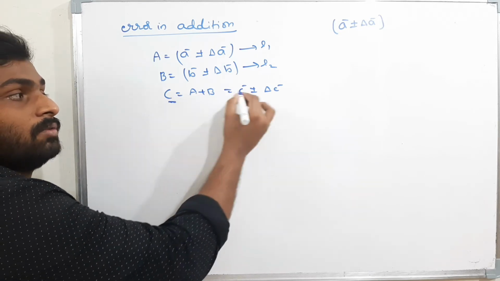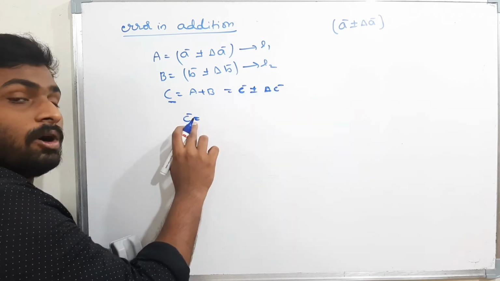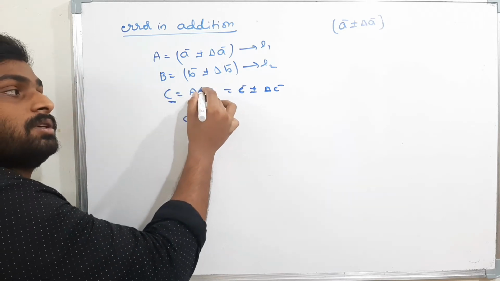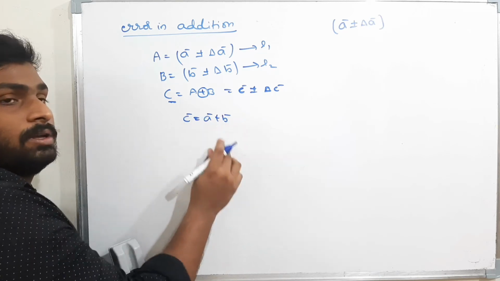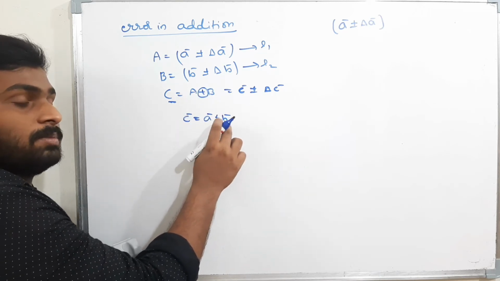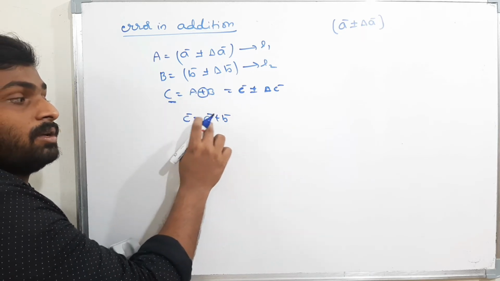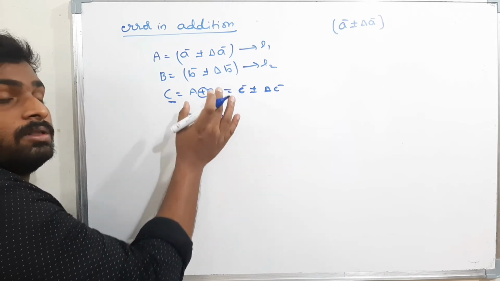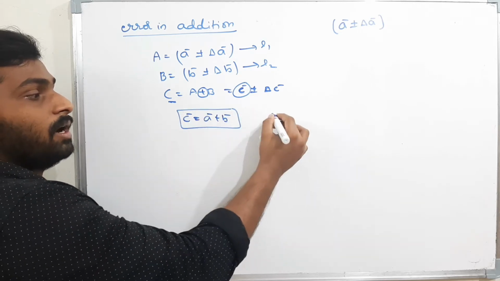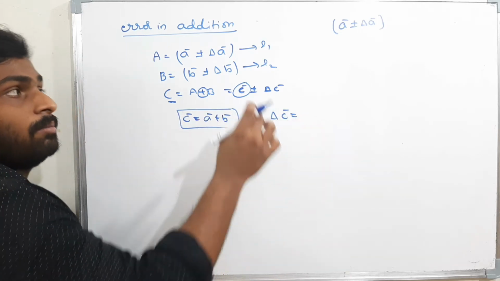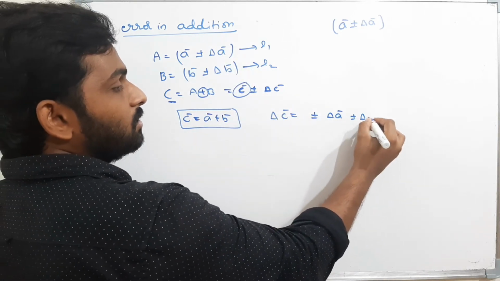Now I should represent even C in the form of C bar plus or minus delta C bar. Therefore, what is C bar? The C bar will always take the sign which is here. If it is A plus B, then C bar will take A bar plus B bar. If it is A minus B, C bar will take A bar minus B bar. If it is A into B, then C bar will take A bar into B bar. If it is A by B, then C bar will take A bar by B bar. Whatever operation is going on here, the same operation I will use to find the C bar. Now I got the C bar, very good. Now how to find delta C bar? The delta C bar I will get by adding the errors, that is plus or minus delta A plus or minus delta B.